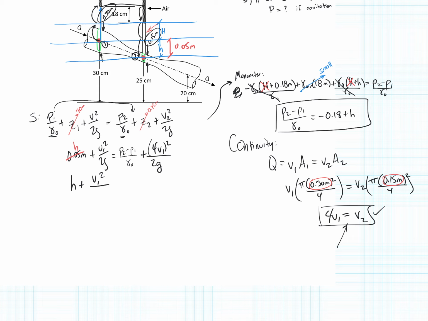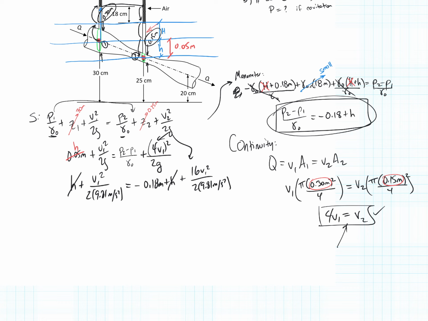So in this case, we're in the SI system. So 2G is 2 times 9.81 meters per second squared, equals P2 minus P1 over gamma oil. That's this thing. So it's negative 0.18 meters plus H plus 4V1 squared on 2G. So that's going to be 16V1 squared on 2 times 9.81 meters per second squared. Forgetting to square that 4 is probably the most common error in this class, so just be careful with that. And you can see that these H's are going to cancel.